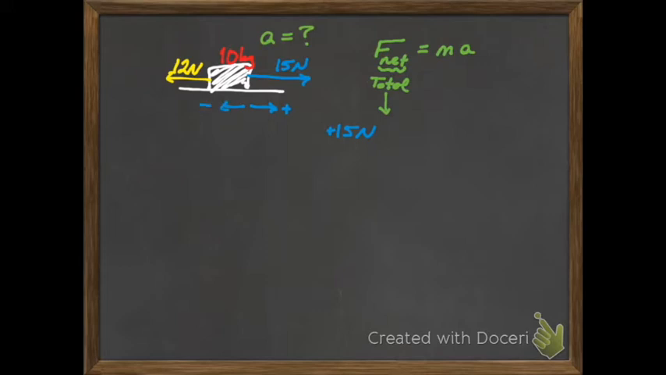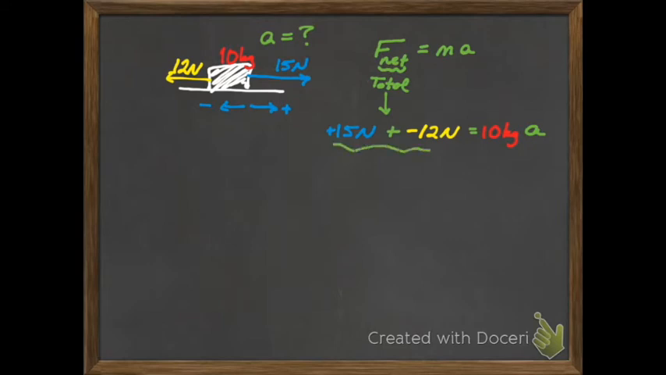That means that what we're essentially doing, because net force means total, is adding together numbers, but the 12 newtons is a negative number. So we're doing a positive 15 newtons plus a negative 12 newtons, and that's equal to the mass times the acceleration. Now the mass we already had was 10 kilograms, and we didn't know the acceleration. That is what we're looking for.